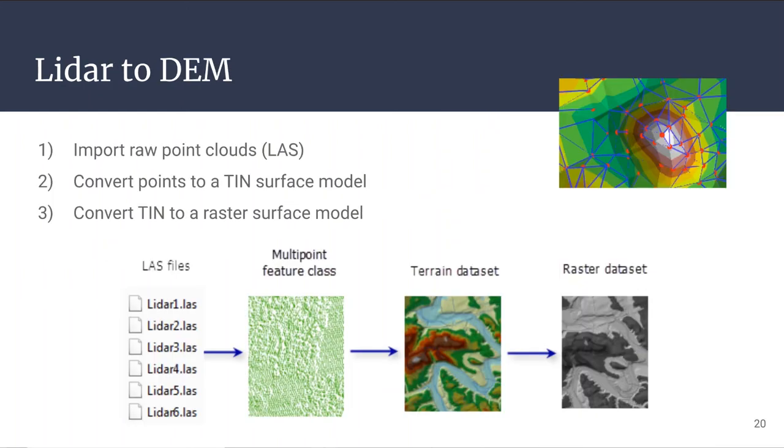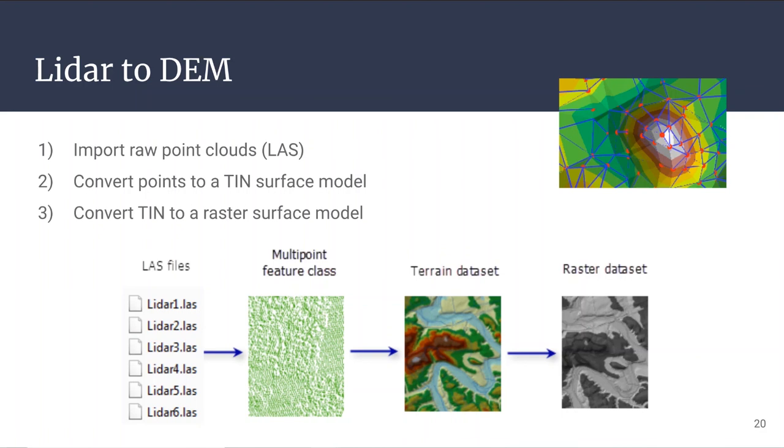Ultimately, what most people want to do with one of these LiDAR datasets, with one of these point clouds, is to convert it to an elevation model. There's a couple different elevation models. I'll talk about that on the next slide, but there's actually a couple different workflows in converting one of these point clouds to a DEM or a DTM or a DSM. Again, I'll talk about the difference in a second.